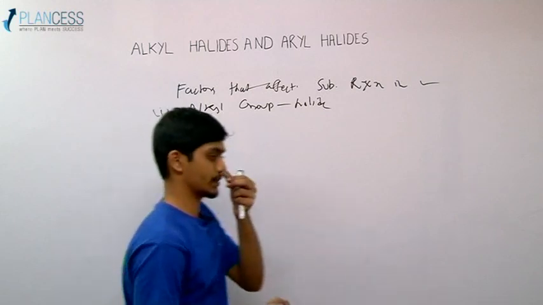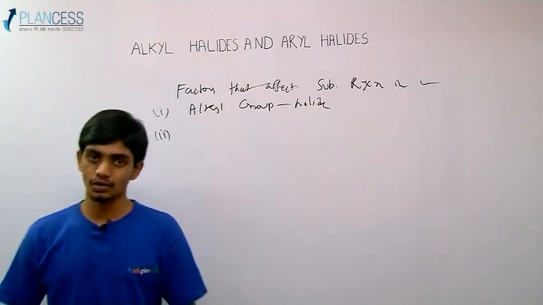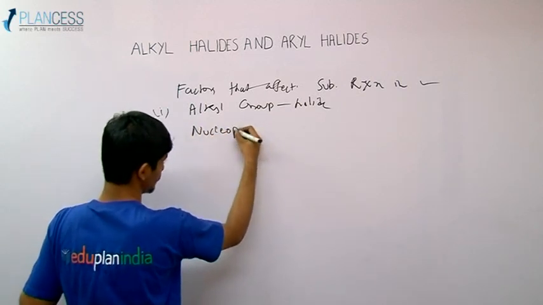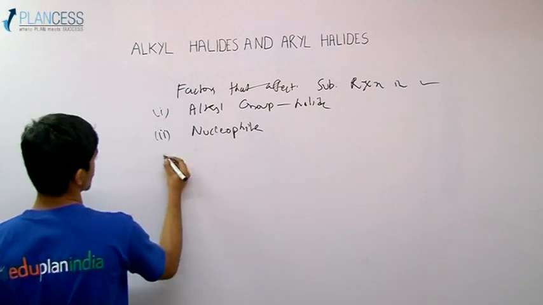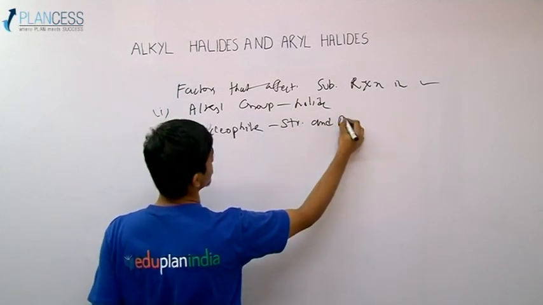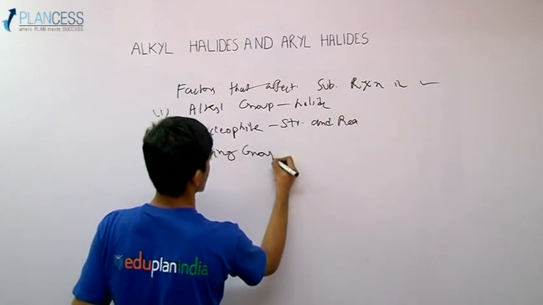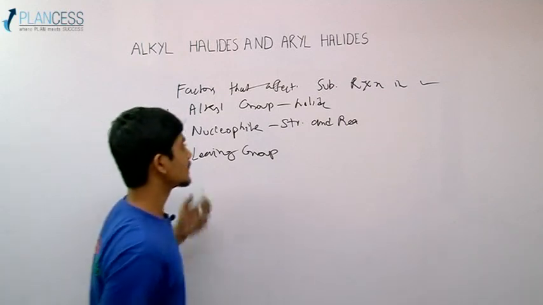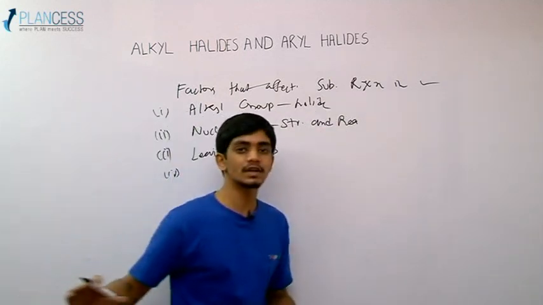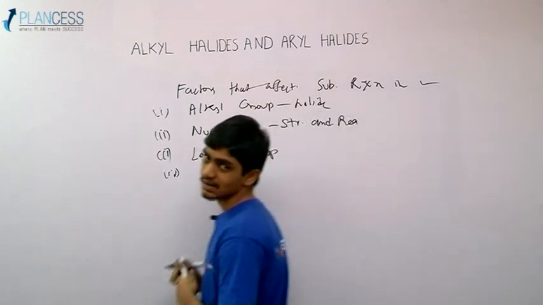What can be the other possible factors that can affect the substitution reactions? The other factors are obviously the nucleophiles, the leaving group, and there are some more factors which are not clearly visible, but if you apply a bit of thinking they will become quite obvious to you. Nucleophile, here we consider the structure and reactivity. Now we have a leaving group. So these three are very obvious: we have a leaving group, a nucleophile, and the alkyl group. These three are very commonly observable reactants or reagents.